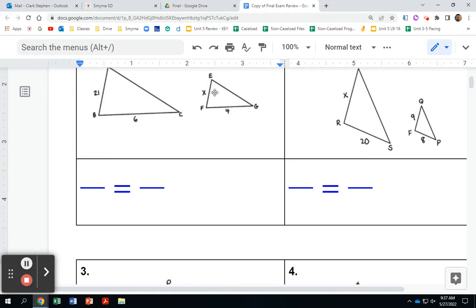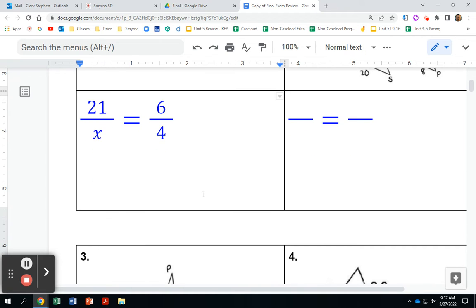We have 21 and x in the same position. So we can put 21 over x. Okay? 21 over x, same position. Now from this triangle, since we started with the 21 here, we'll start with 6. 6 over 4. All right. Okay, so now we have that.